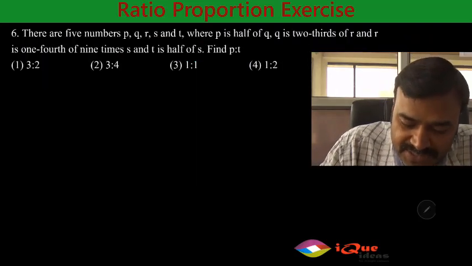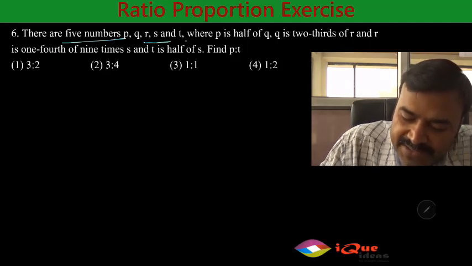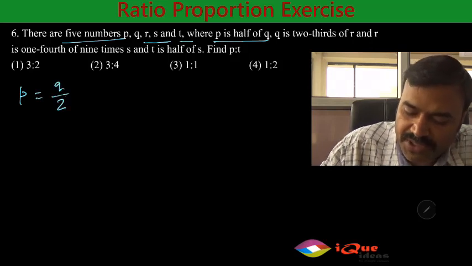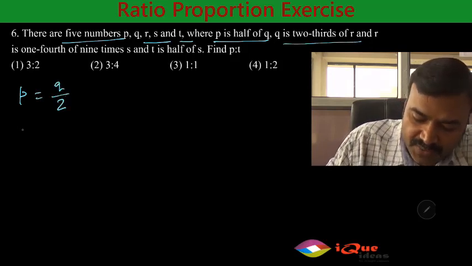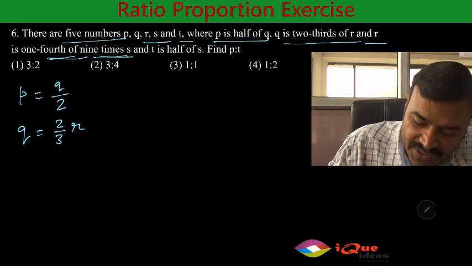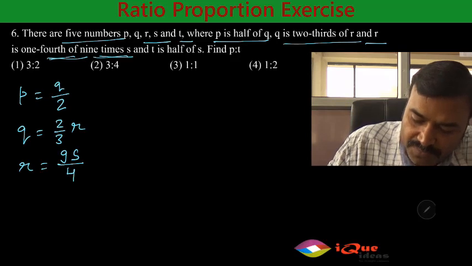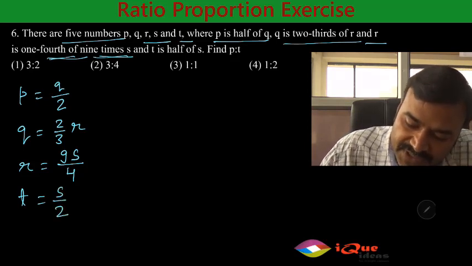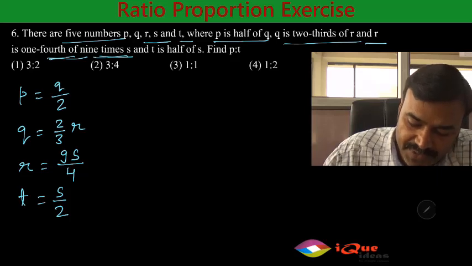Next question: there are 5 numbers P, Q, R, S and T, where P is half of Q, so P is Q by 2. Q is 2/3 of R. R is 1/4 of 9 times S, so R is equal to 9S upon 4. And T is half of S, so T is S by 2. Now find P is to T.